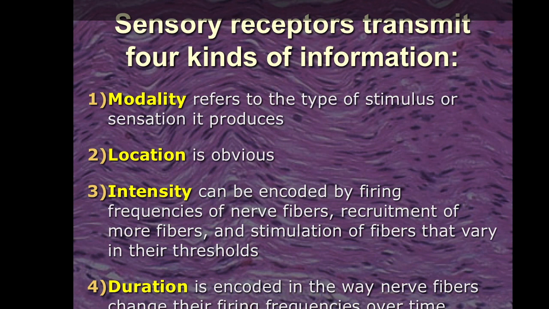Okay. And then finally, number 4, the last piece of information that is sent is the duration. Your finger that has been cut with a piece of paper doesn't hurt forever. It only hurts for a short period of time because those nerves are only firing for a short period of time. They're not firing forever. All right, so those are our 4 pieces of information that these receptors can send back to the brain or spinal cord. Okay, any questions so far?